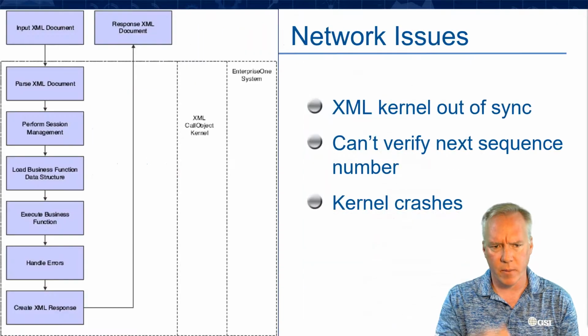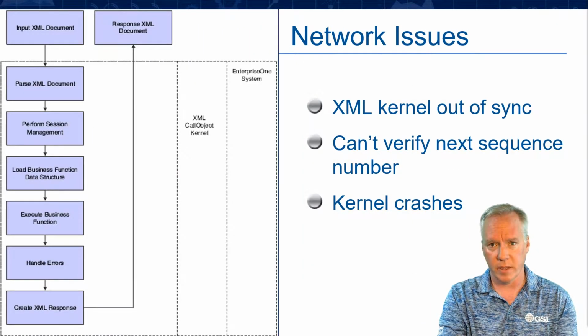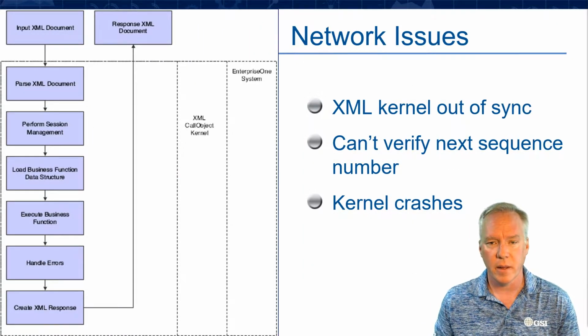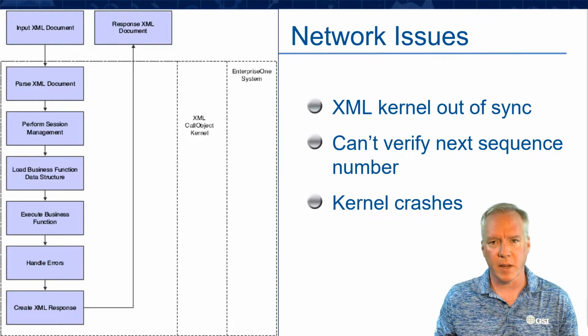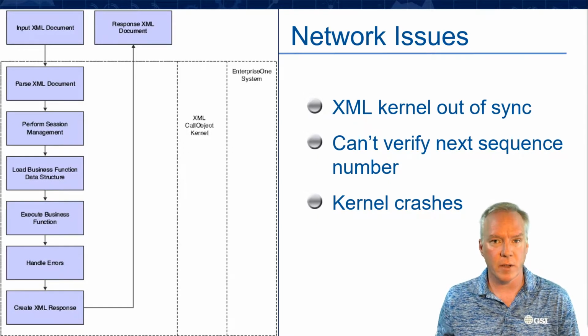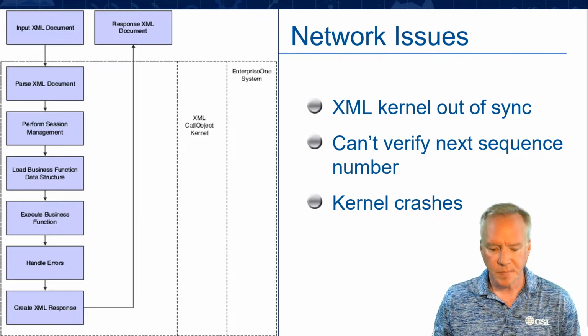And network disconnects can also disconnect the kernels, especially the XML. There's something about a sequence number. If it can't catch up at sequence numbers, then the XML kernels will die and you can't restart them. And this is the reason why you have to restart JD Edwards after a major database disconnect.